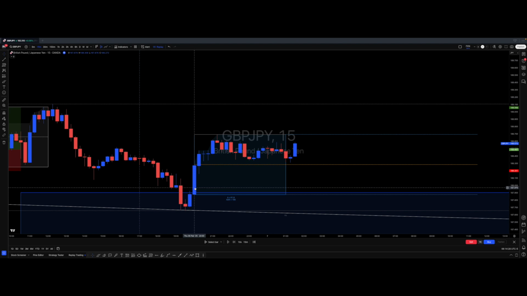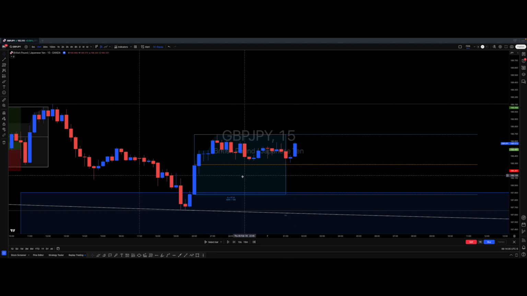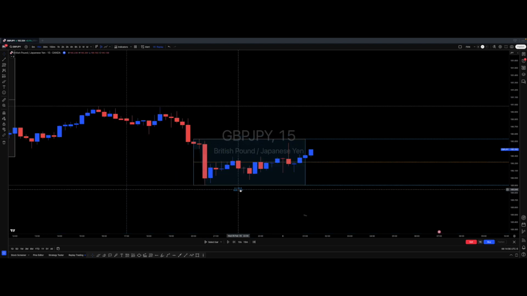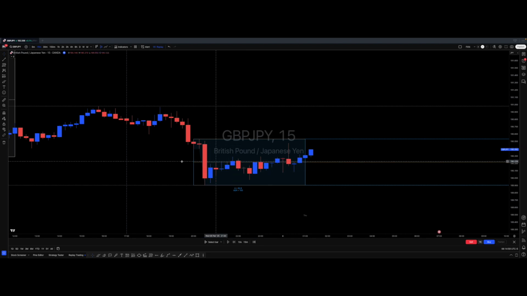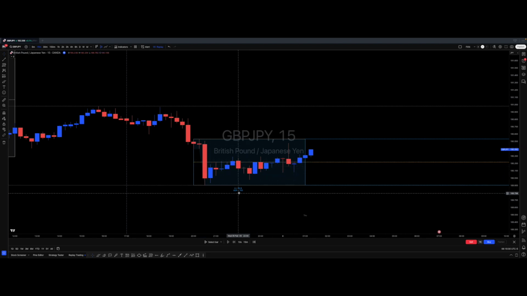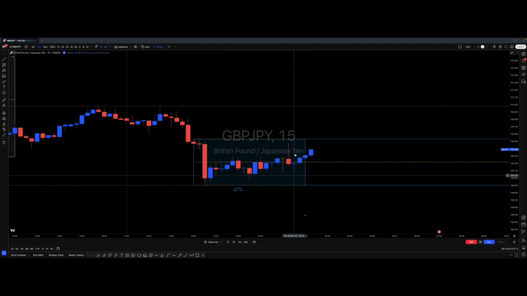Again, you will see this particular pair does sometimes have moves that happen during the Asian session, mostly because of news. Again, here's another day, a 62 pip range on this one, but it's the same scenario, just consolidation before the London session. This is what we ideally want to see.